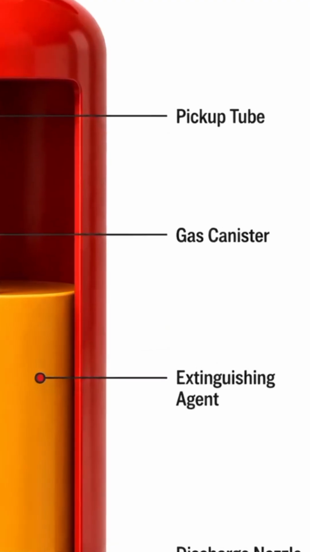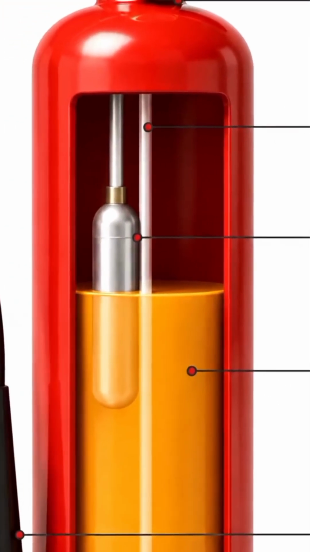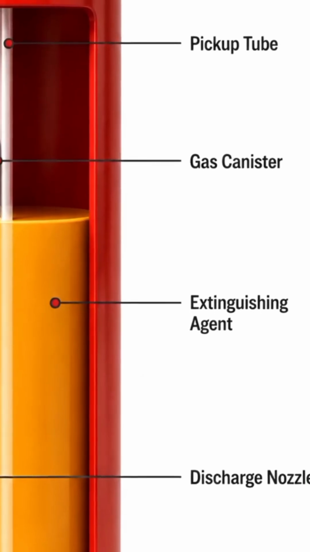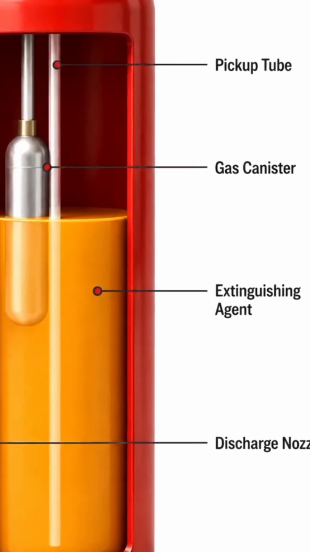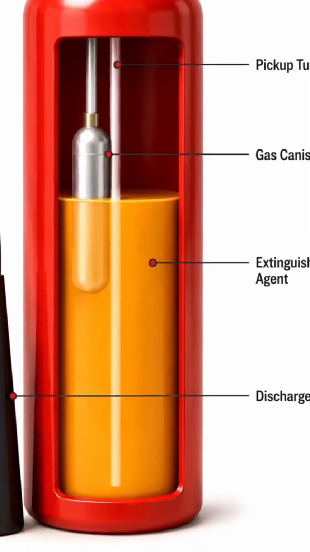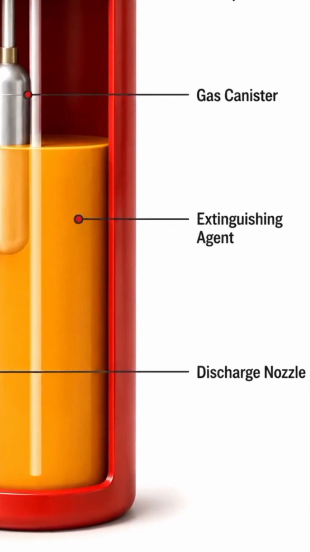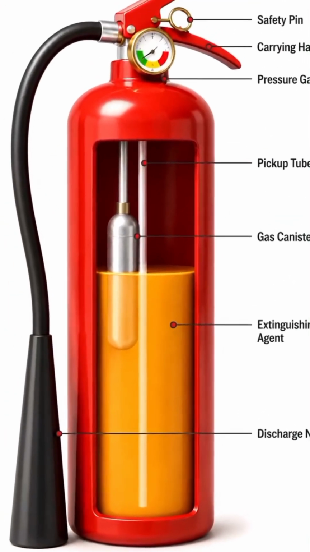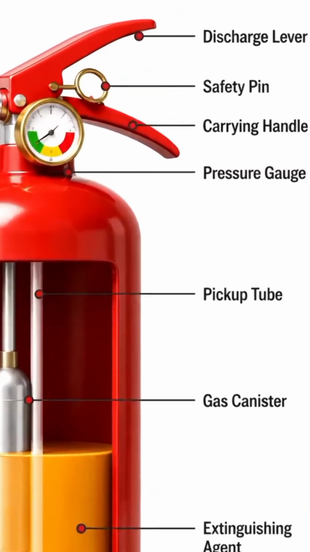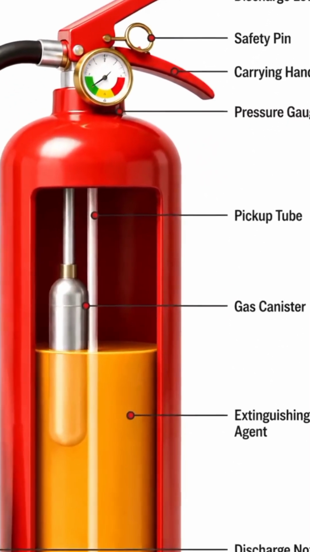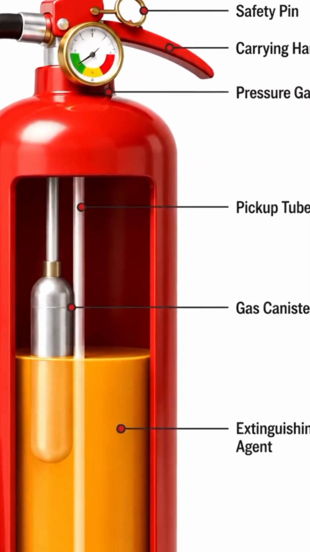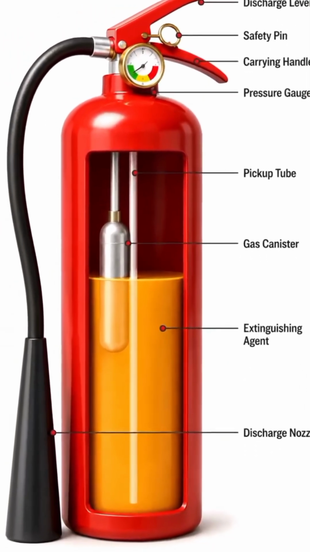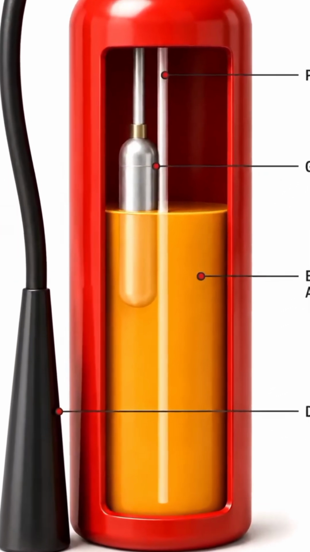Green indicates the unit is properly pressurized and ready for use, while red zones indicate it is either undercharged, meaning there is insufficient pressure to expel the agent, or overcharged, which poses a safety hazard. Connected to the valve assembly is a flexible, reinforced black hose terminating in a wide nozzle or horn. This component allows the operator to control the direction and spread of the extinguishing agent accurately from a safe distance.